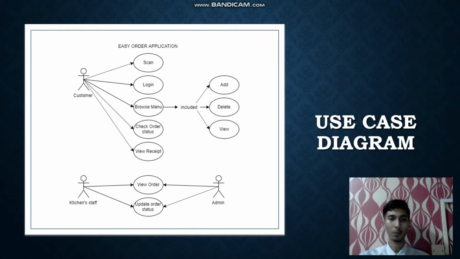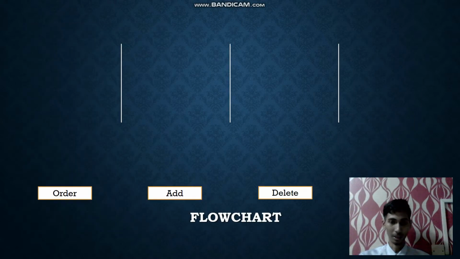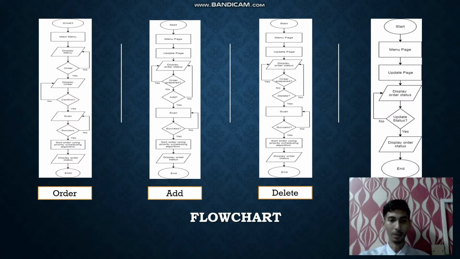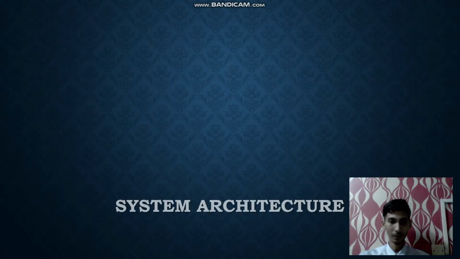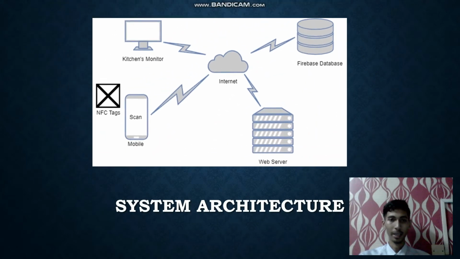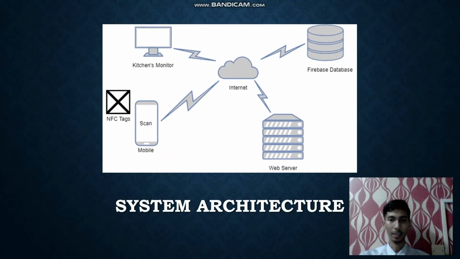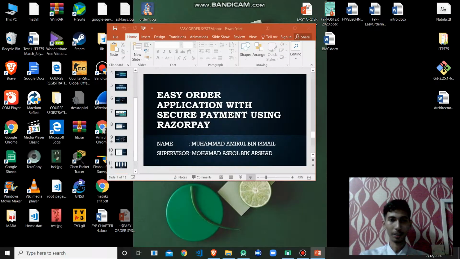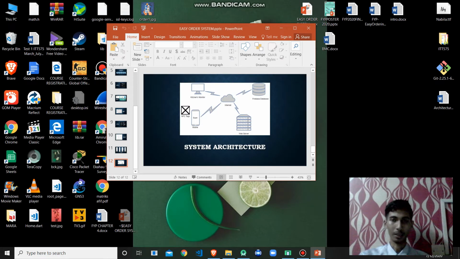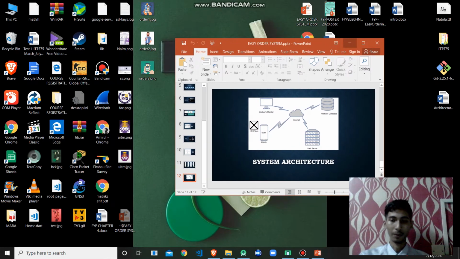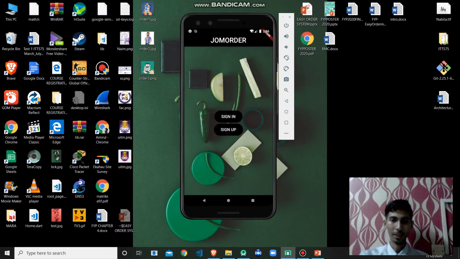For the use case diagram, we have a customer, kitchen staff, and admin. Each user has their own activities, such as login, browse menu, check order status, view receipt, view order, and update order status. For the flowchart, we have order, add, delete, and update. For the system architecture, there are kitchens, monitor, internet, Firebase, database, mobile, and web server. That's all for the slides, and we will move on to the Easy Order application.